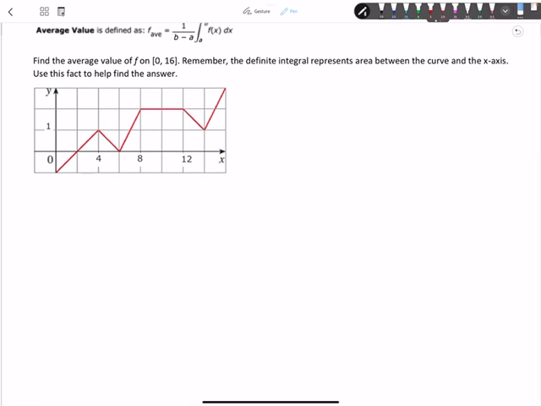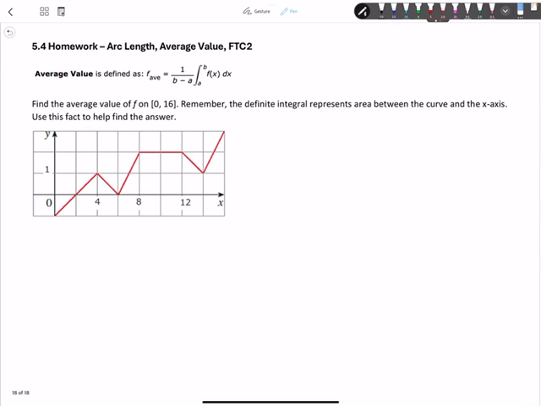One last problem for us to look at here. This problem provides as a hint that the average value of a function is defined as 1 over b minus a times the integral from a to b of f of x dx. The problem wants us to find the average value for the given function. The function is not given, but a graph is provided on the interval from 0 to 16. So our first job is to find a value for the integral from 0 to 16 of f of x dx.